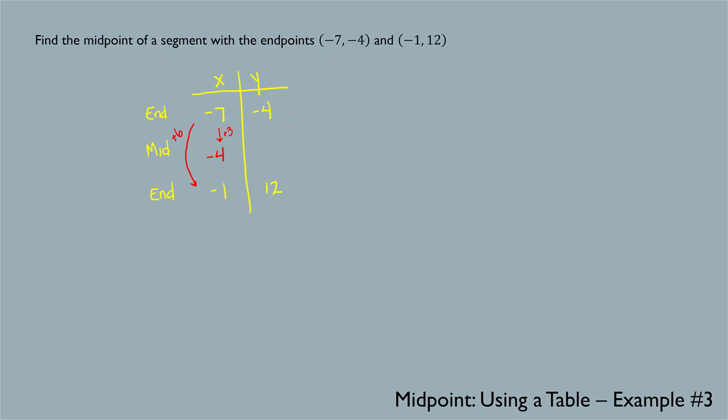And do the same thing with the y's. So negative 4 to 12 is plus 16. So to get to the middle or halfway, I would want to add 8. Negative 4 plus 8, positive 4. And so now we see our midpoint right there in the middle. Negative 4, comma, 4. That would be our midpoint.